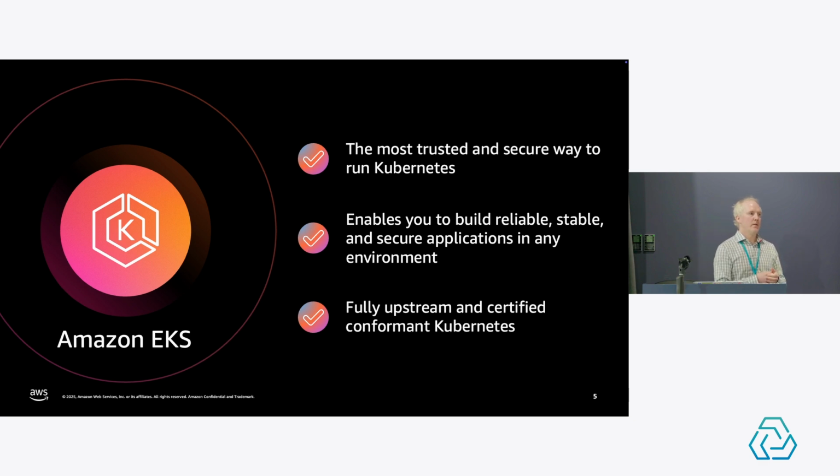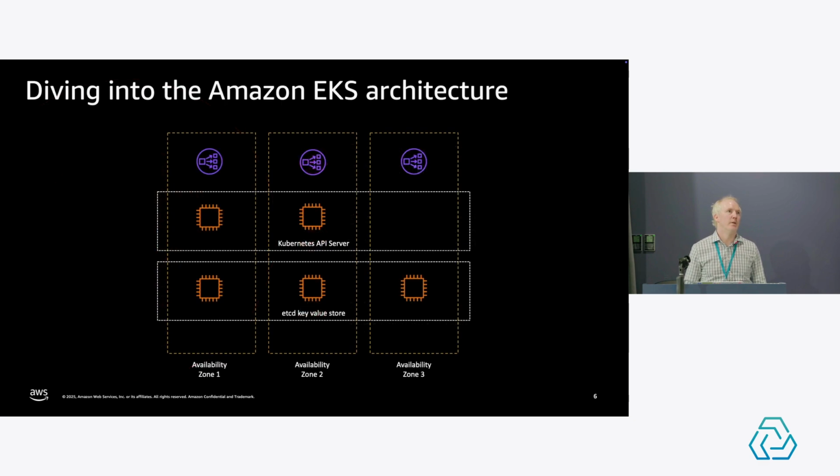EKS was created seven years ago, and the reason it was created is that customers were giving us feedback that it's quite difficult to manage the control plane. To manage, monitor, and scale that control plane takes a lot of effort. So this is the reason we created EKS, and it took a lot of heavy lifting away from customers so they can concentrate on their day-to-day business. Since then, EKS has become the most trusted way to run Kubernetes on AWS. We have tens of millions of clusters running each year on AWS, and as I mentioned, it's fully upstream certified and conformant.